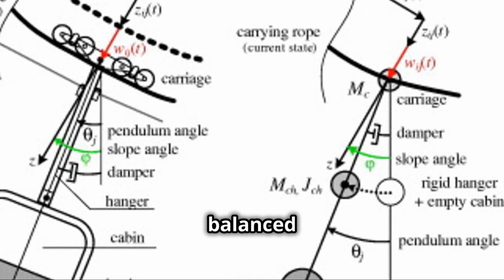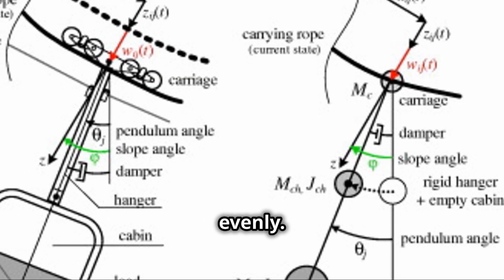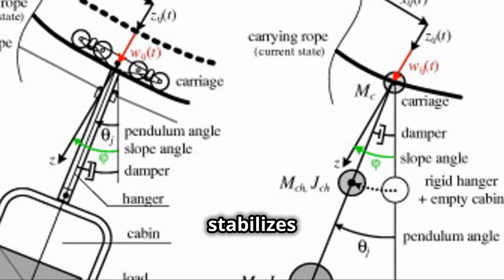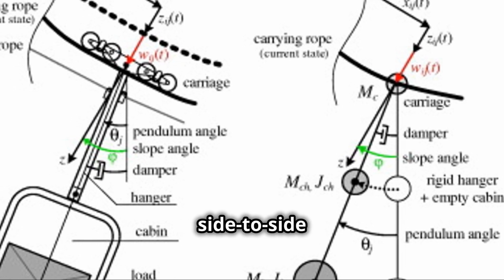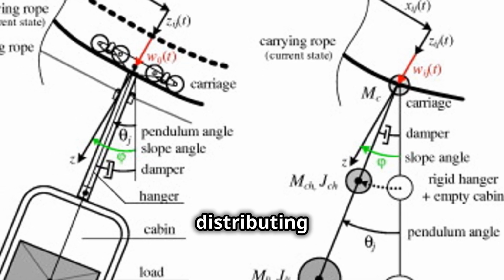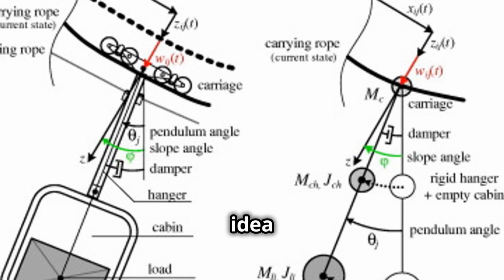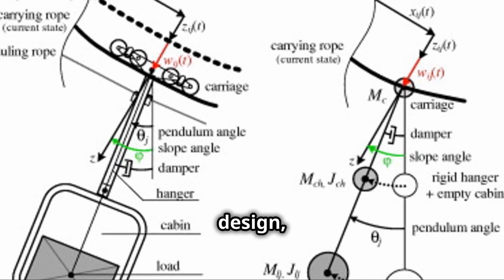In dynamic equilibrium, external forces are balanced by a structure that spreads weight evenly. The suspension system stabilizes the vehicle by counteracting side-to-side swaying and distributing forces downwards. This idea is really important in architectural design like cable cars or gondola lift systems.